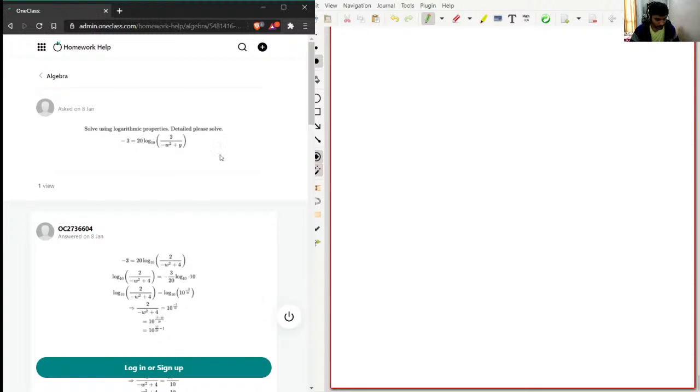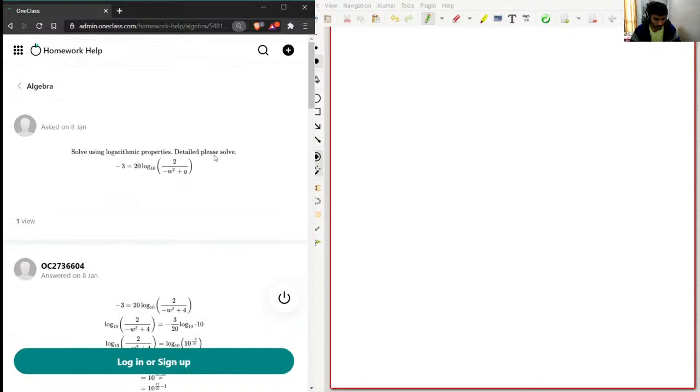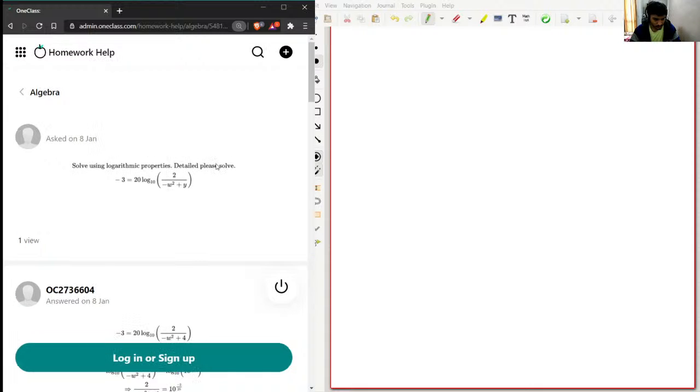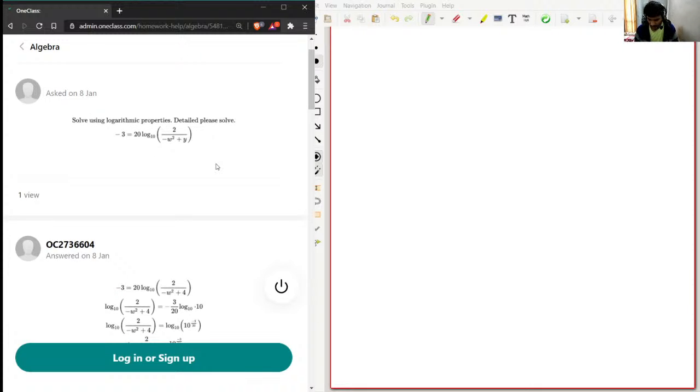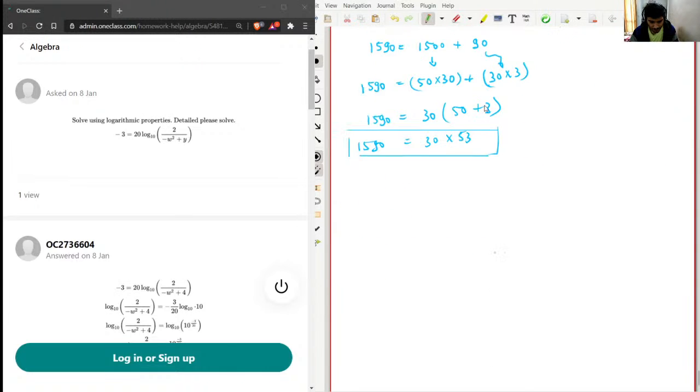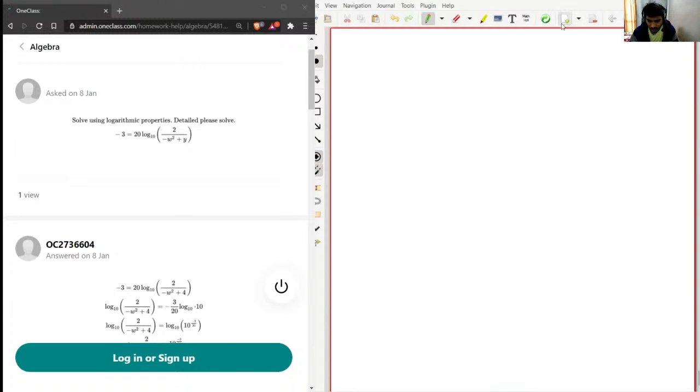Again, I have to zoom this up a little bit so that you can see the question properly. This was question number 6, I guess. I'll just add one more paper. For this question, I'll now start with black color.